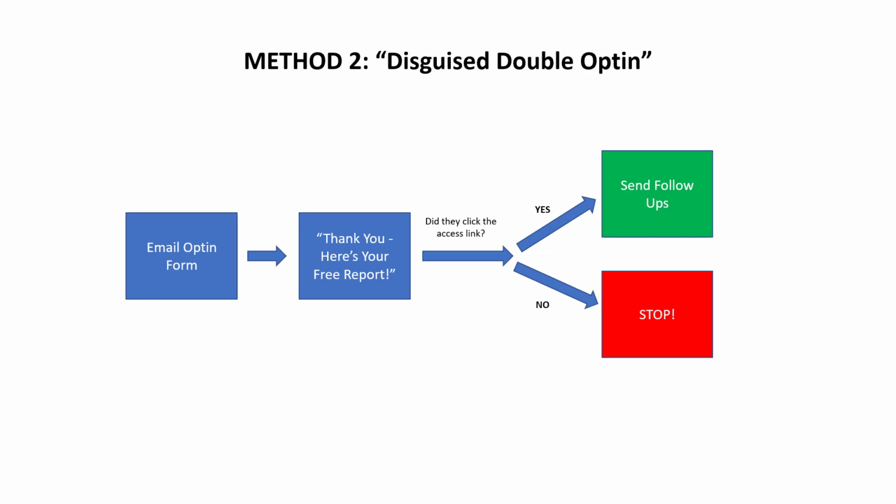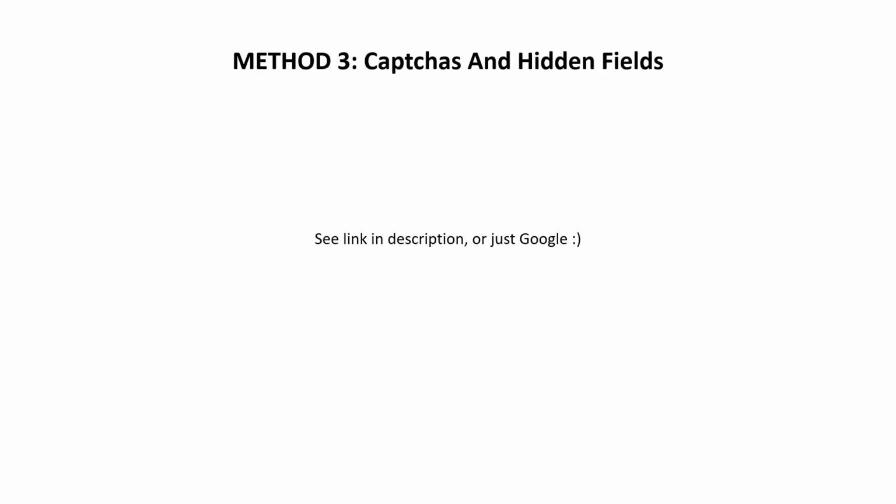We carry on. So in effect, this is just a standard double opt-in, but with a change in the messaging of that first email. Now there are other solutions as well. So method 3 would be to consider captchas and hidden fields.